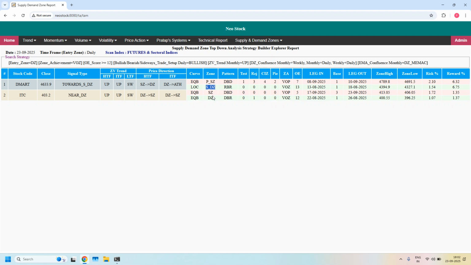So these 2 daily demand zones might have a higher probability of success, provided the lesson 20 checklist items are satisfied. Otherwise, there are higher chances of zone violation. So we should not forget that point. So this is a bullish trade setup for monthly income trade.